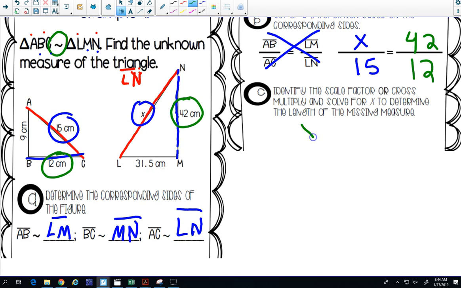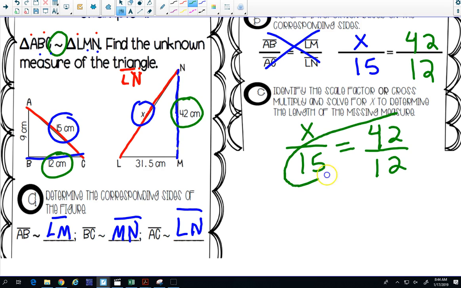So I'm going to solve it down here. X over 15 equals 42 over 12. For this one, I would use my cross products. I could look at the scale factor, which is the relationship between the numbers going across. But instead, I'm going to take 15 times 42. If I multiply those together, what do I get? Who's got a calculator? And then I'm going to divide it by 12. So 42 times 15. Giovanni, what'd you get?